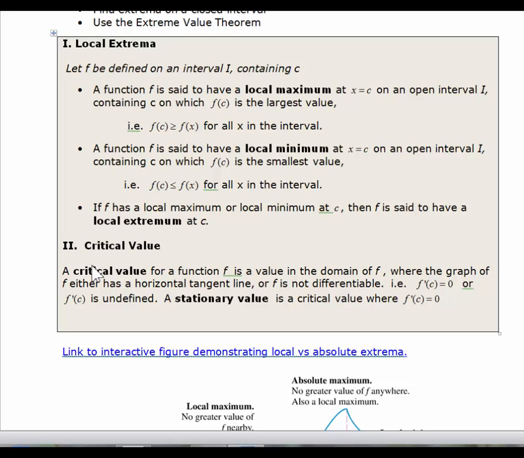The other thing we want to talk about is a critical value. The critical value for a function f is a value in the domain of f where the graph either has a horizontal tangent or where f is not differentiable. So either f prime is equal to 0 or f prime is undefined. Those would be considered critical values. And the critical value where f prime of c is equal to 0 is also called a stationary value.